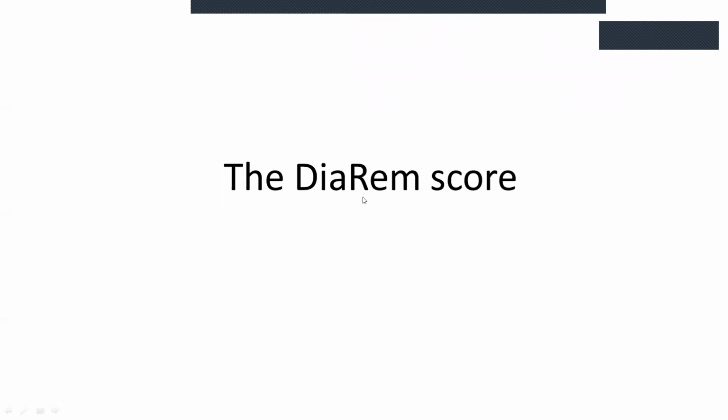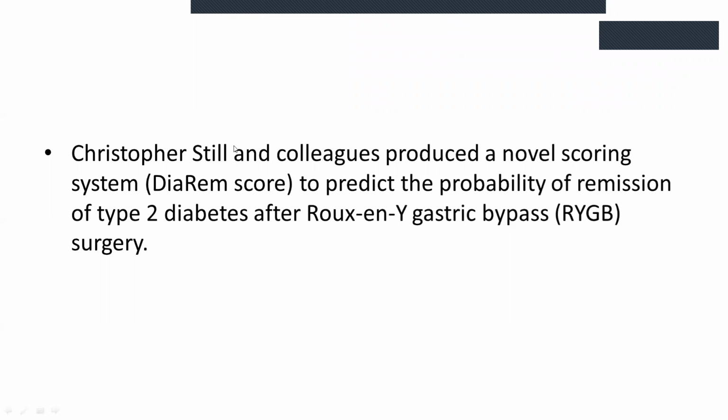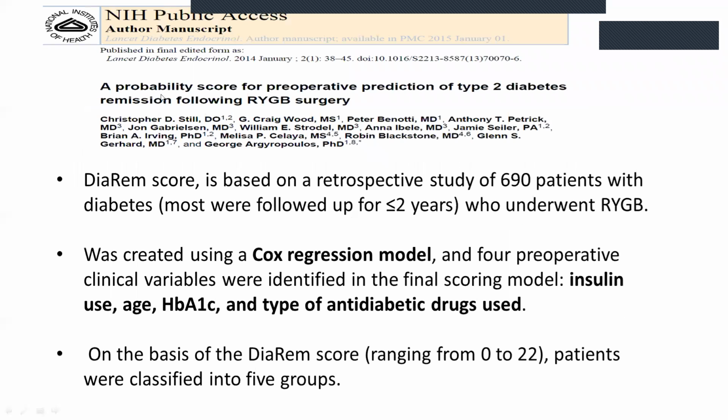Next, let's see the DiaRem score. It was in 2014 that Christopher Still and colleagues developed a novel scoring system called the DiaRem score to predict the remission of type 2 diabetes after Roux-en-Y gastric bypass. In their publication, the DiaRem score was based on a retrospective cohort of 690 patients. All of them had diabetes, had a minimum follow-up of around 2 years, and all of them underwent Roux-en-Y gastric bypass.